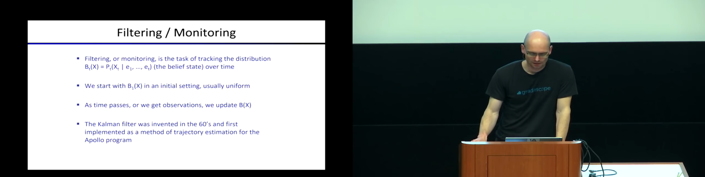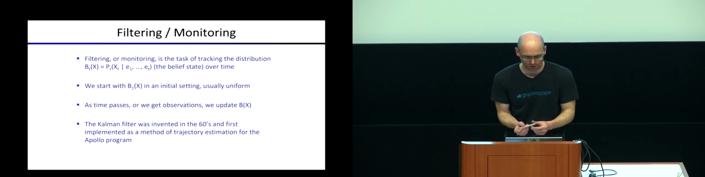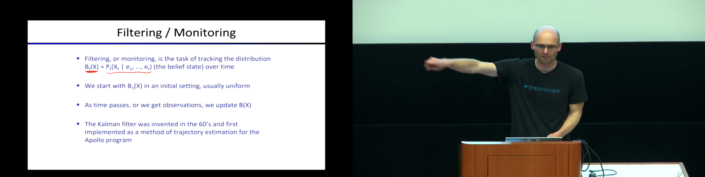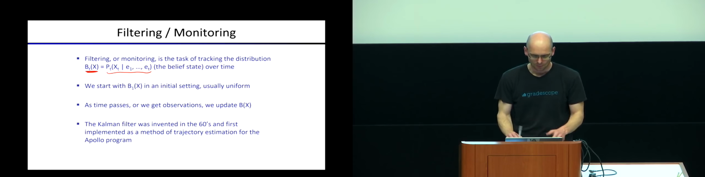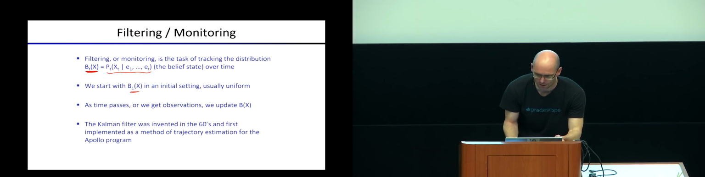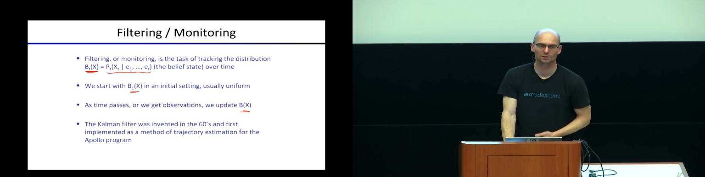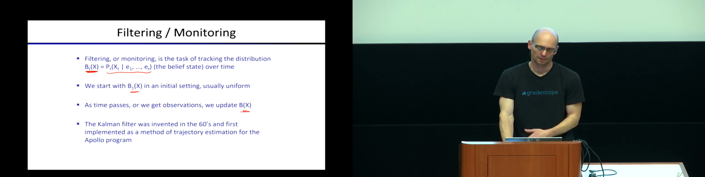Filtering and monitoring is the process of tracking the distribution over state given evidence. So keeping track of this belief state, that's why it's called B, belief state over state, which is a conditional of state at a time X_t given all evidence up to time t. We will start with belief state at time 1, usually uniform, and then as time passes, or we get observations, we update the belief. The Kalman filter is an example of an HMM that happens to use continuous variables, which we're not going to do, but was used in the Apollo project and critical to getting to the moon.